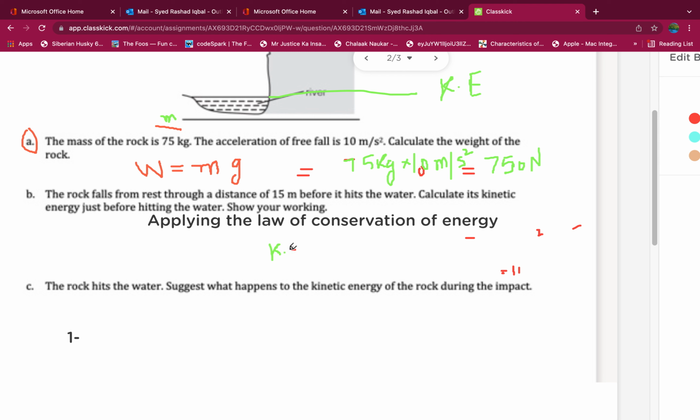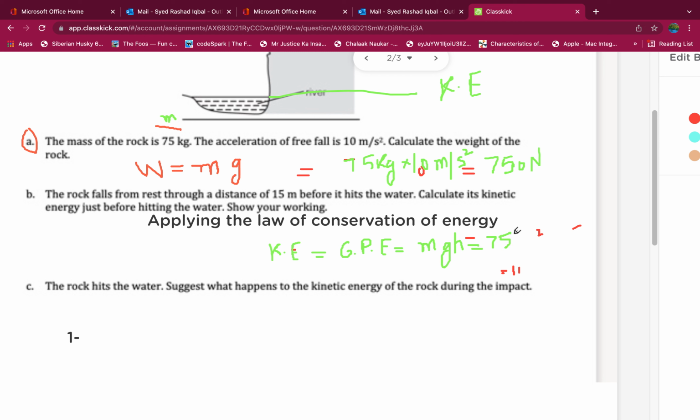That kinetic energy at the bottom when it reaches is equal to gravitational potential energy at the top. So how will you find the gravitational potential energy? Easily you can find it: mgh. The kinetic energy will be the same, because in this question we have to calculate the kinetic energy. If you calculate potential, it is equal to kinetic. Okay, substitute the values. What is M here? 75 kg. G value is 10. What is the height? 15. So simply multiply them.